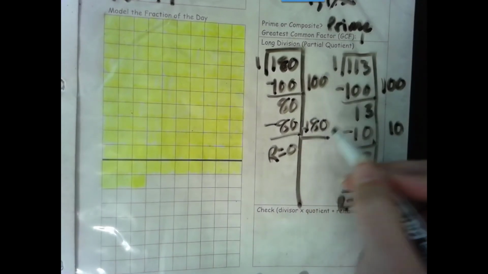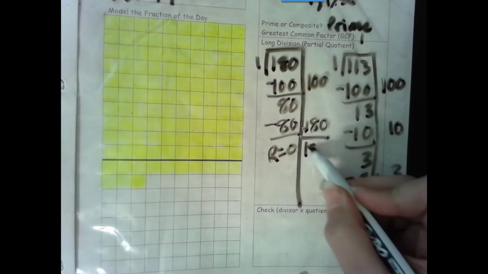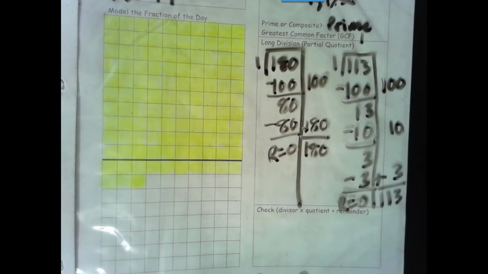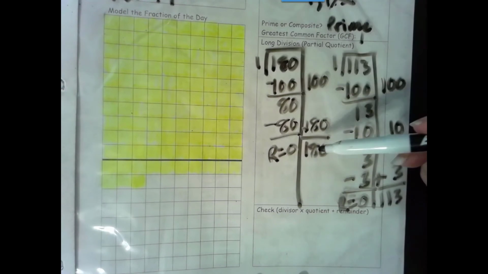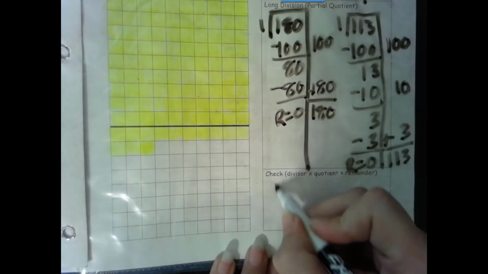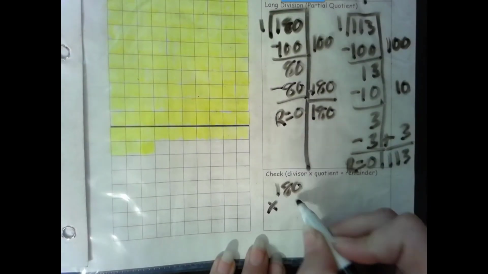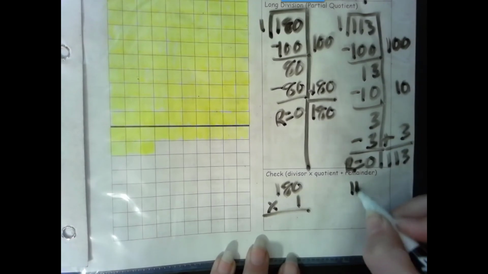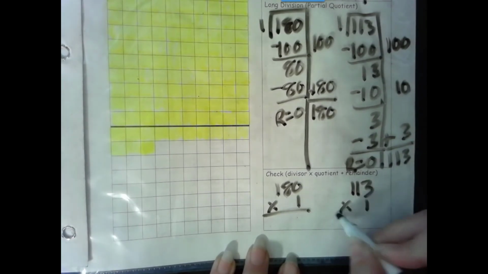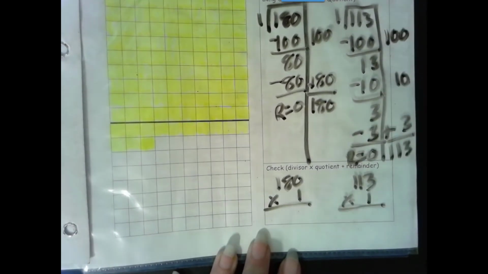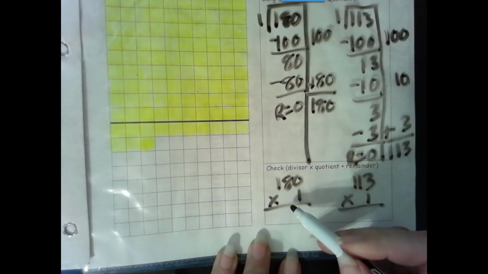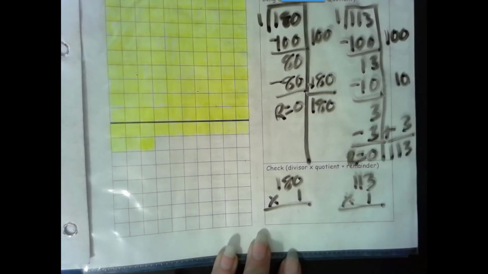Now we need to add up our partial quotients here. 100 plus 80 is 180. Now we need to check. Divisor times quotient plus remainder. Since our remainder is 0 for both, and the identity property of addition says when you add 0 it stays the same, we don't need to add 0. But what we have here is the identity property of multiplication that says when you multiply by 1 it stays the same.